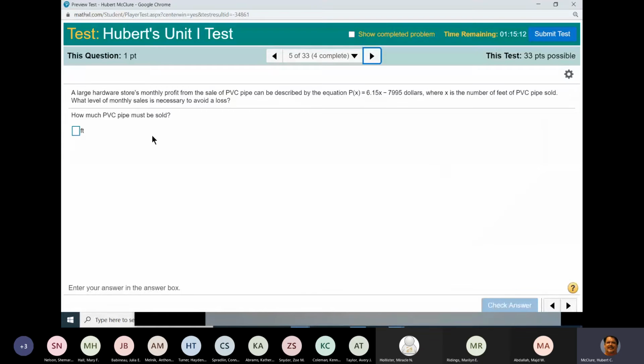A hardware store's monthly profit from the sale of PVC pipes can be described as P of X is equal to 6.15, where X is the number of feet of PVC pipes sold. Okay, that's the number of feet. What level of monthly sales is necessary to avoid a loss?